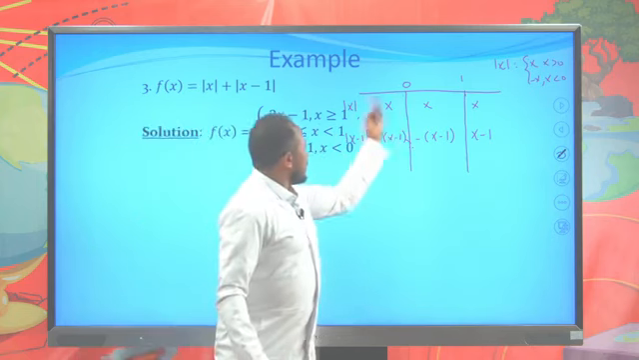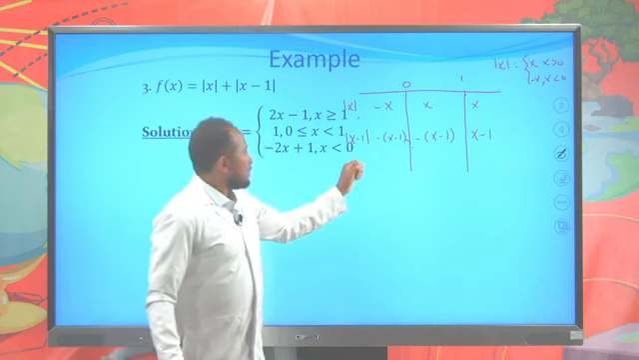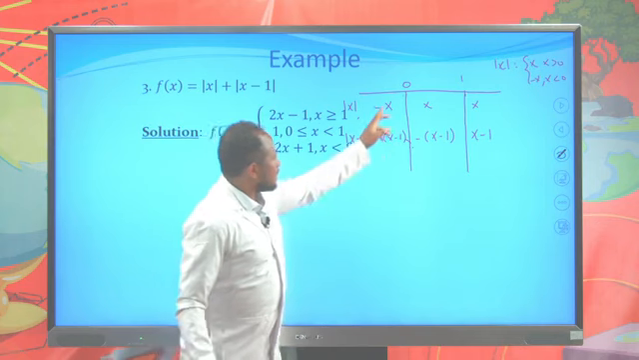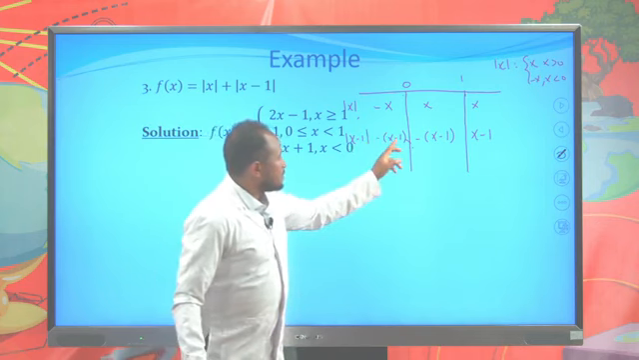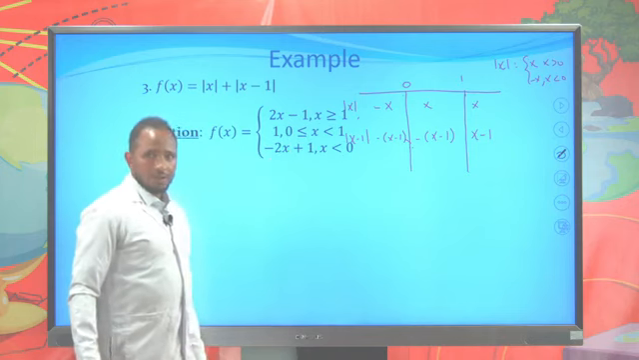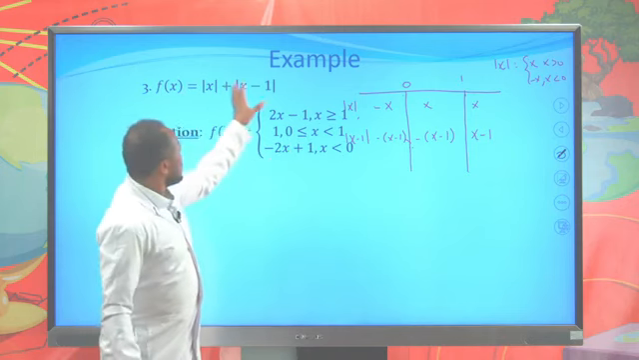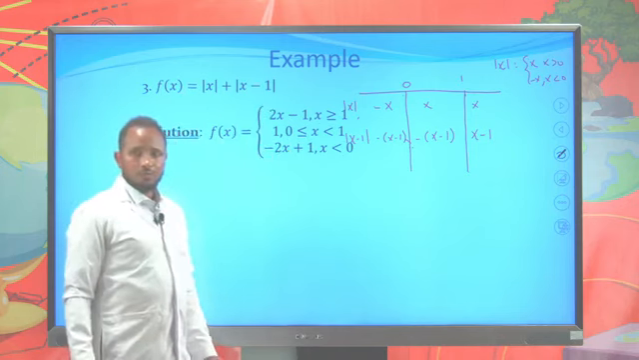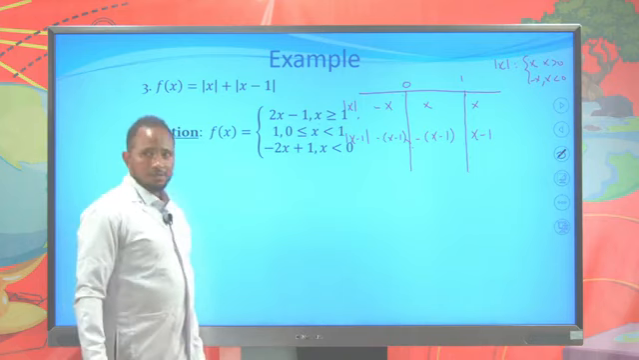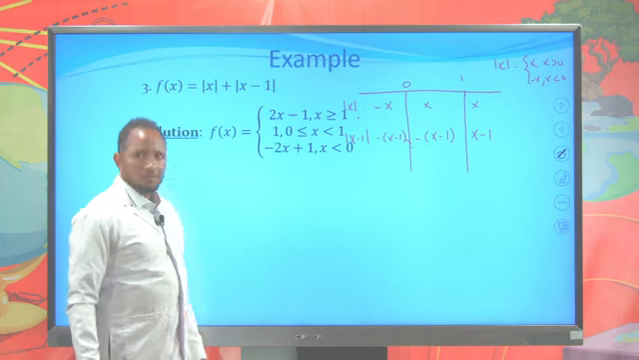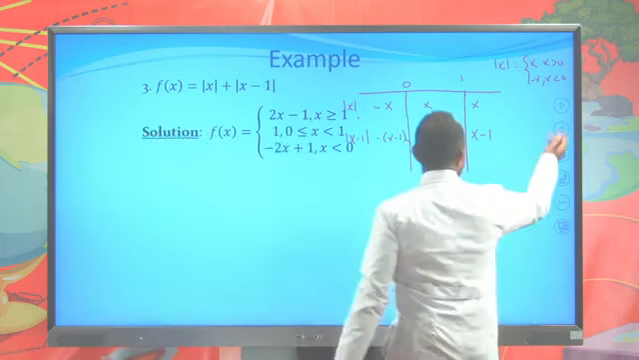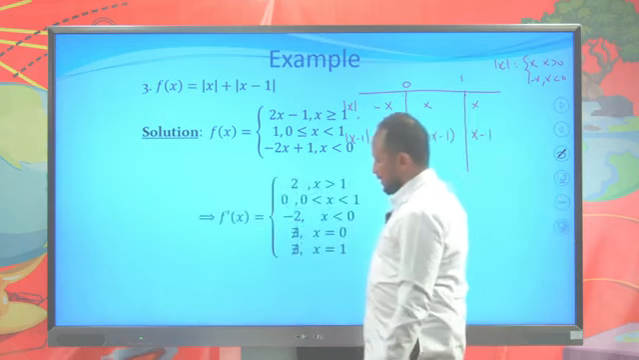And for x less than 0, you add these two. When you add these two, it becomes negative x plus 1, so minus 2x plus 1. So this function is the same as this one. So we can now find its derivative and its interval of differentiability. So let's find its derivative.